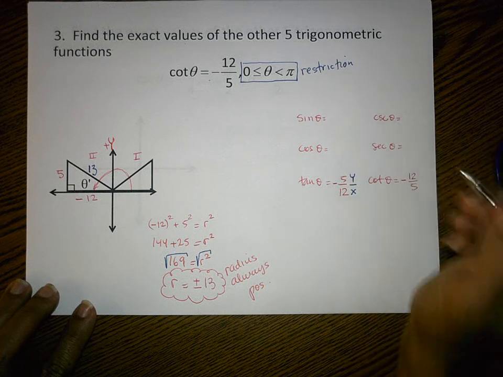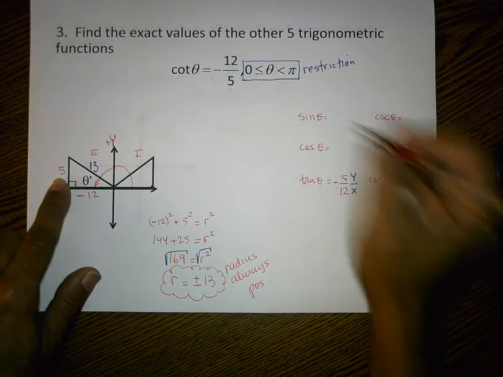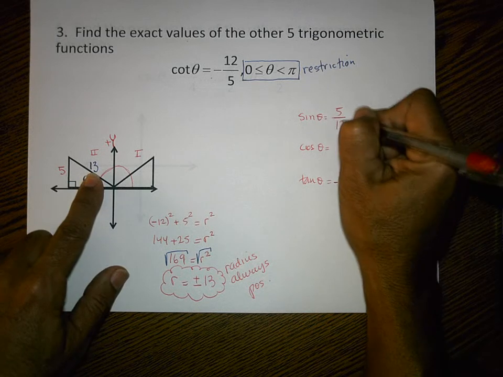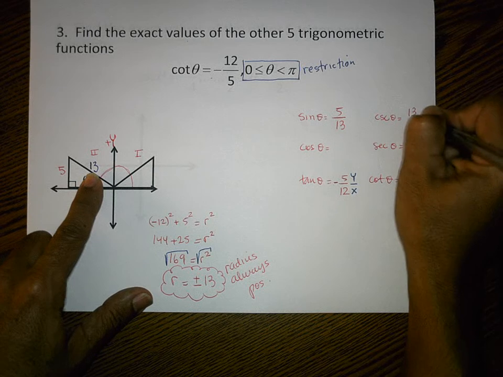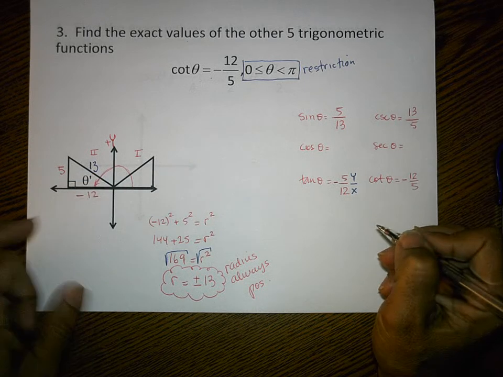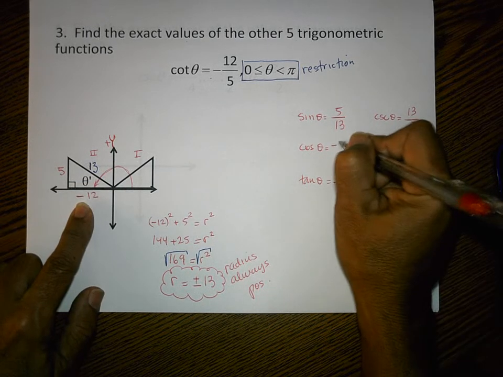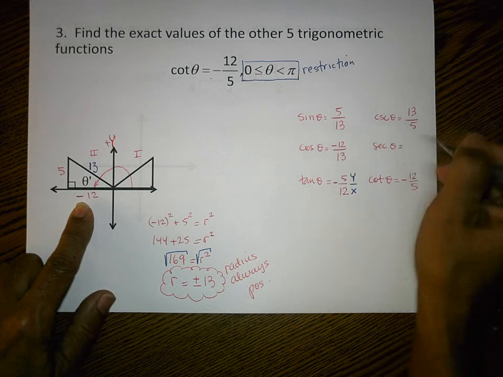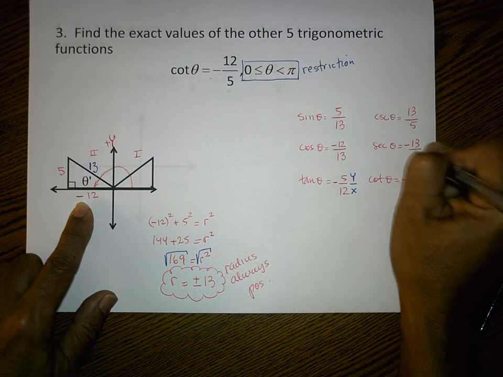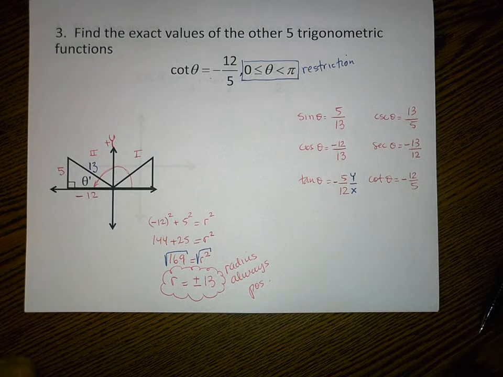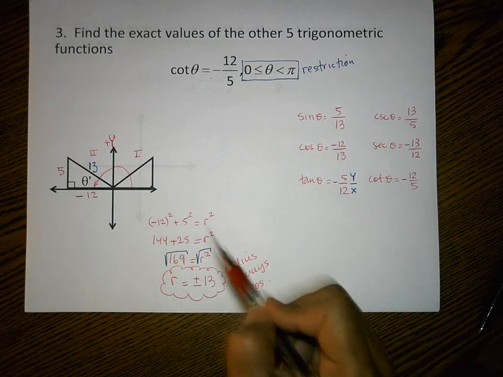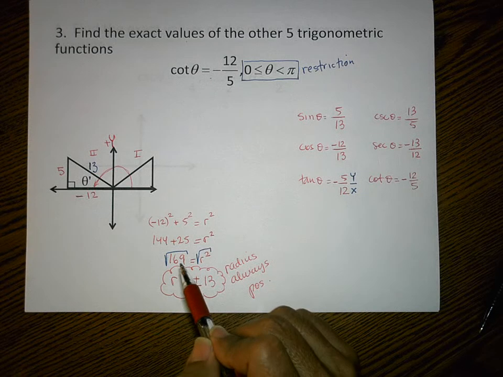The sine is y, 5, over the radius, 13, okay? Which means that the cosecant is 13 over 5. The cosine is the x, negative 12, over the radius, 13, which tells me that the secant is negative 13 over 12. There we go. That's how you solve this kind of problems, is knowing where things belong, what quadrant, and Pythagorean theorem is the only extra thing we need to know.